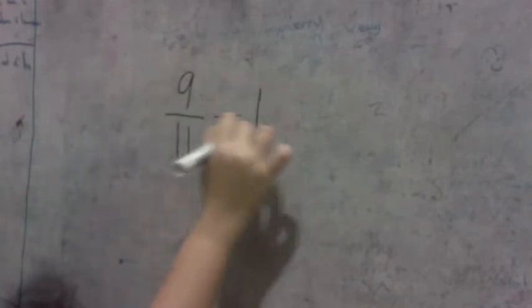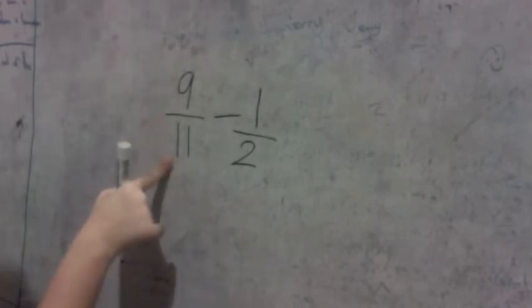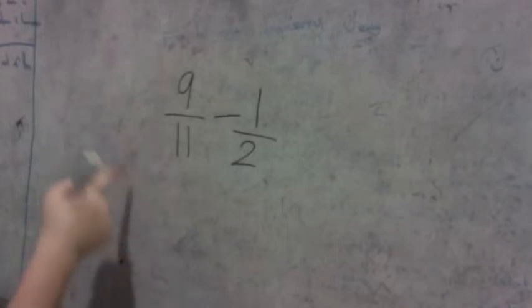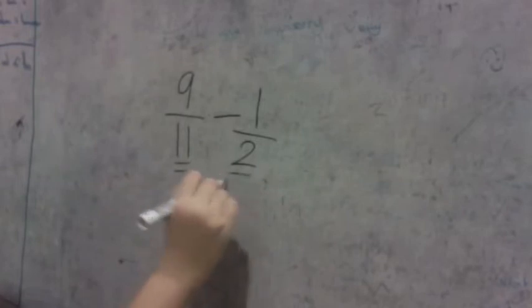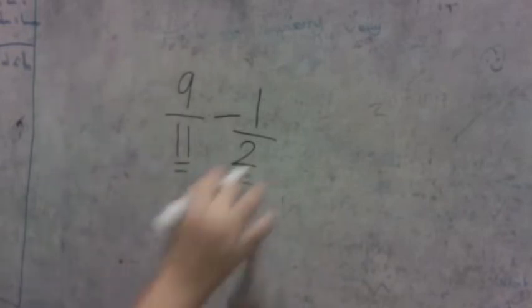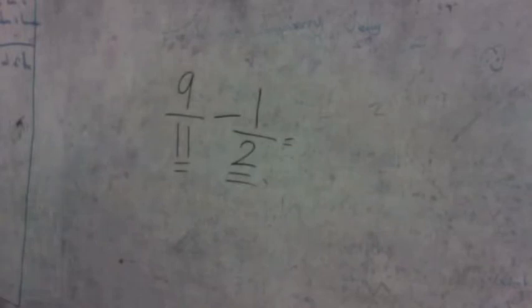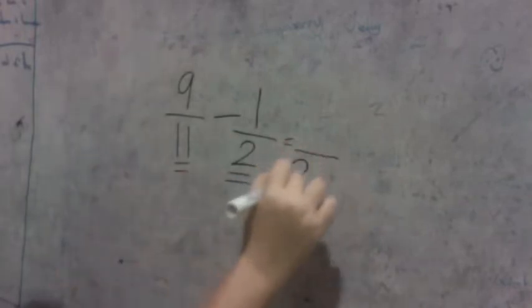So we have to subtract 9 over 11 with the largest unit fraction, which happens to be 1 over 2, or half. Then we have to find the common denominator. The denominator is the number below the line, while the numerator is the number on top of the line. So these are the denominators. The common denominator between these two fractions is 22.